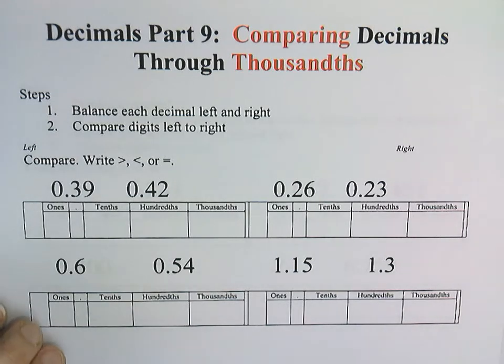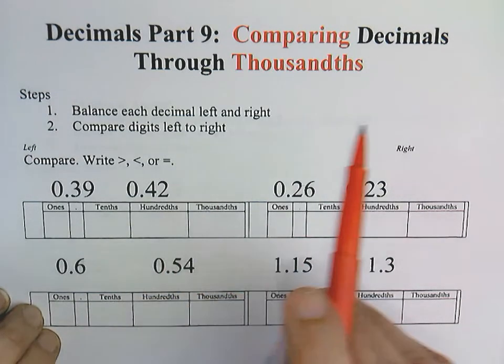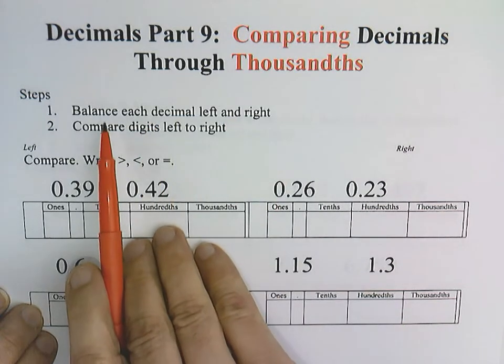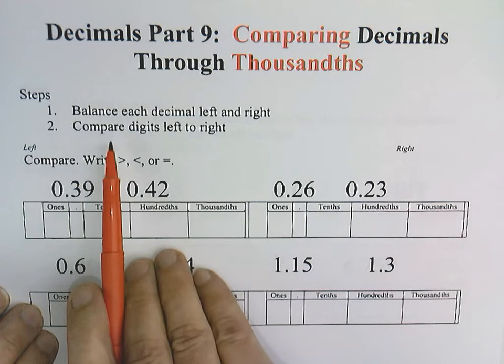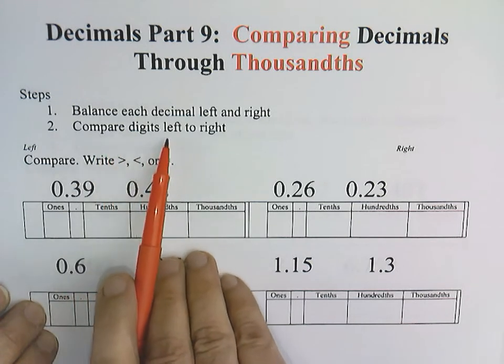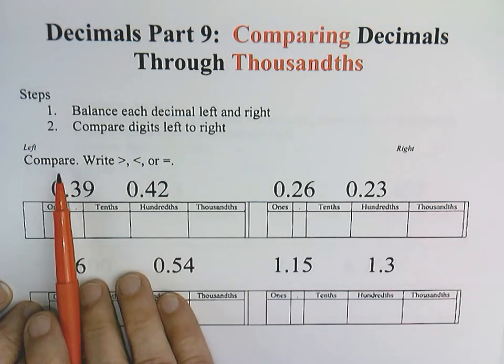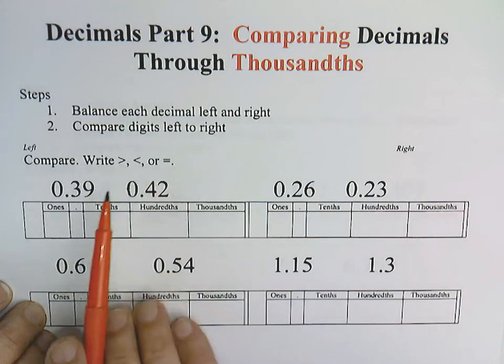Let's see if we can solve some problems. I'll try to move quickly. So remember, we want to balance the decimals left and right, and then we just, like any other comparing number, we compare the digits from left to right. Directions: compare, write greater than, less than, or equal.